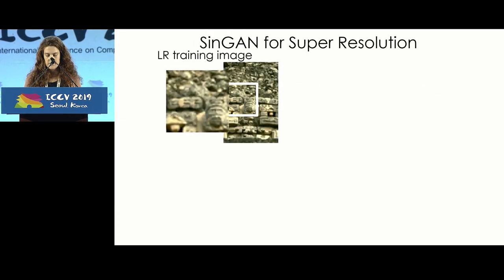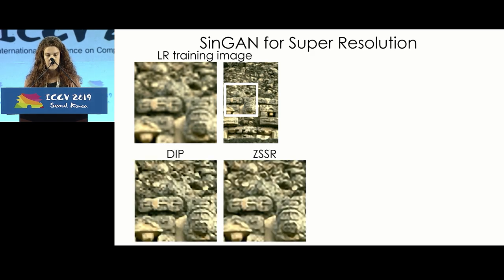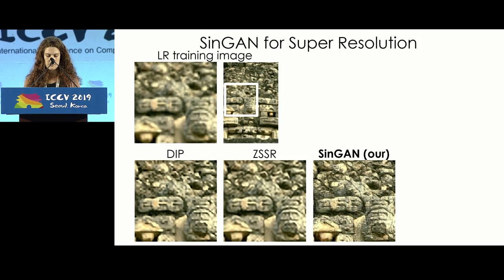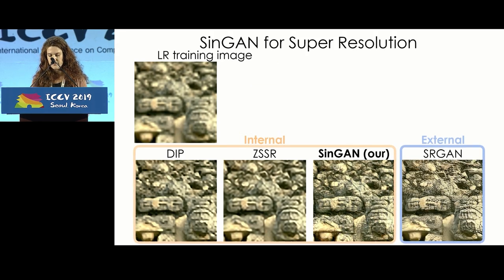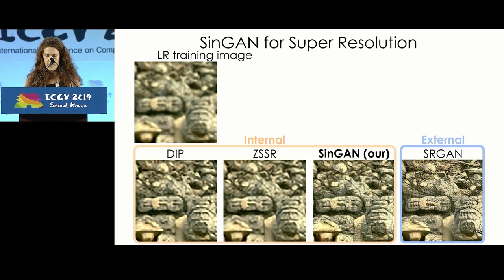SinGAN can also be used for super resolution. As opposed to other methods trained only on a single image, like Deep Image Prior and Zero-Shot Super Resolution, SinGAN produces much sharper reconstructions. Surprisingly, evaluation shows that SinGAN performs similarly to SRGAN, although SRGAN was exposed to more than 300,000 images during training.